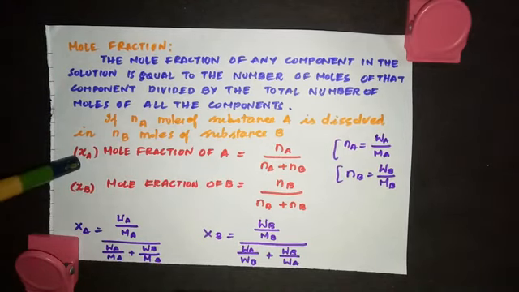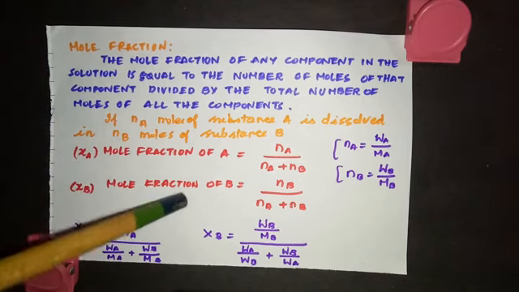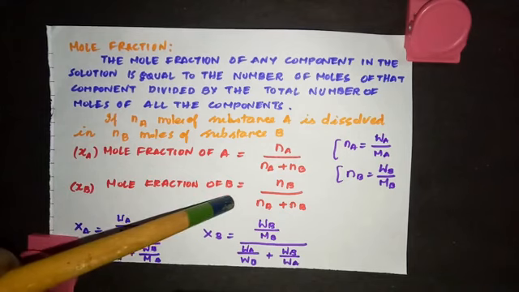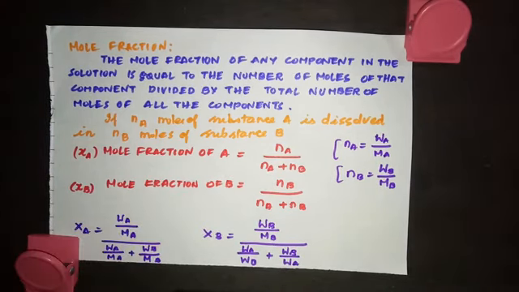It is represented as Xa. What is Xa? Mole fraction of A. Now Xb is nothing but the mole fraction of B. That would be equal to the number of moles of B divided by the total number of moles of A and B, which is Na plus Nb.